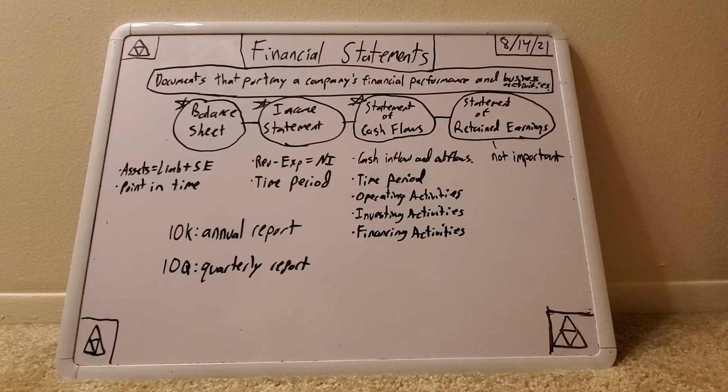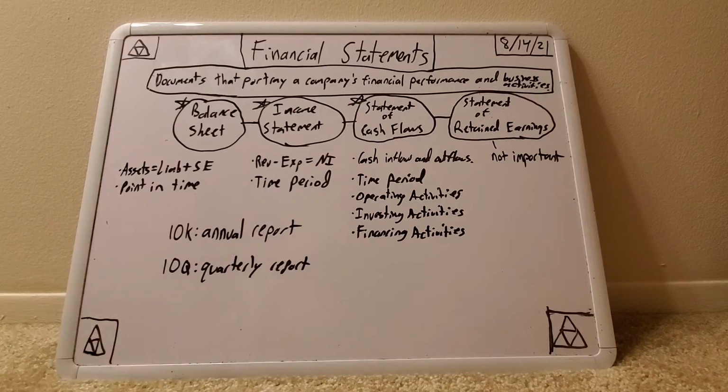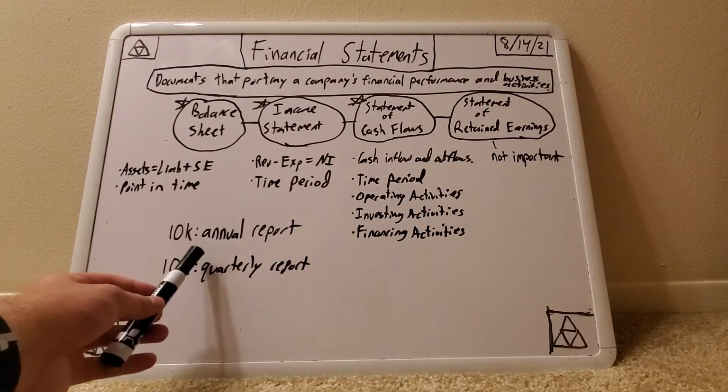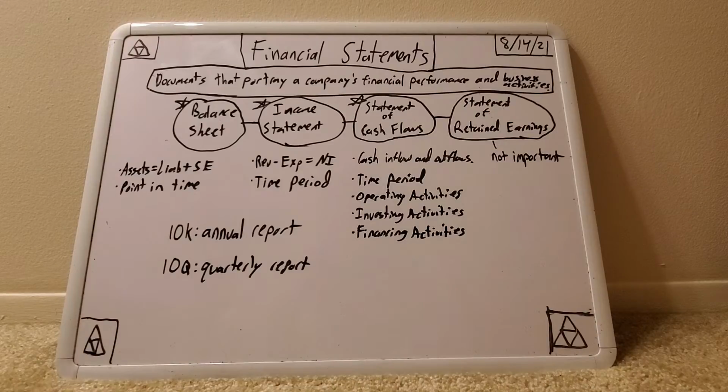The two reports that public companies will be releasing are going to be the 10K and the 10Q. Those are the two main reports. 10K is an annual report released once a year for a company's fiscal year. 10Q is going to be a quarterly report that is released 4 times a year.